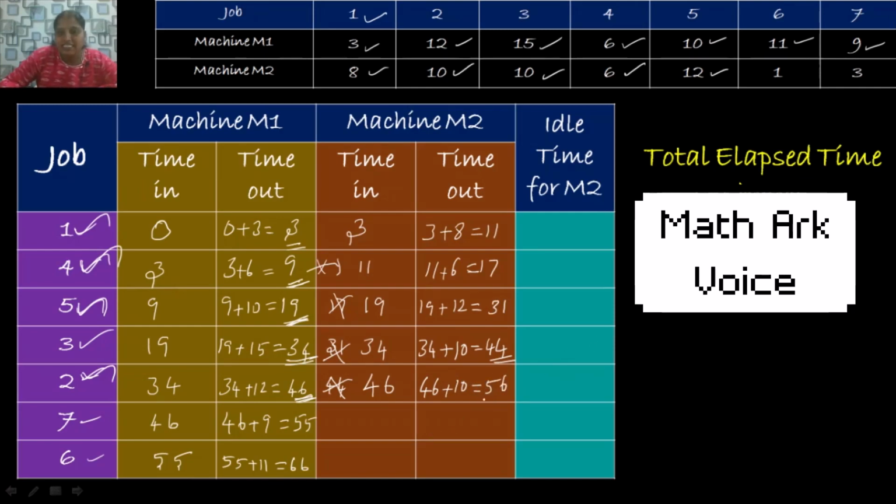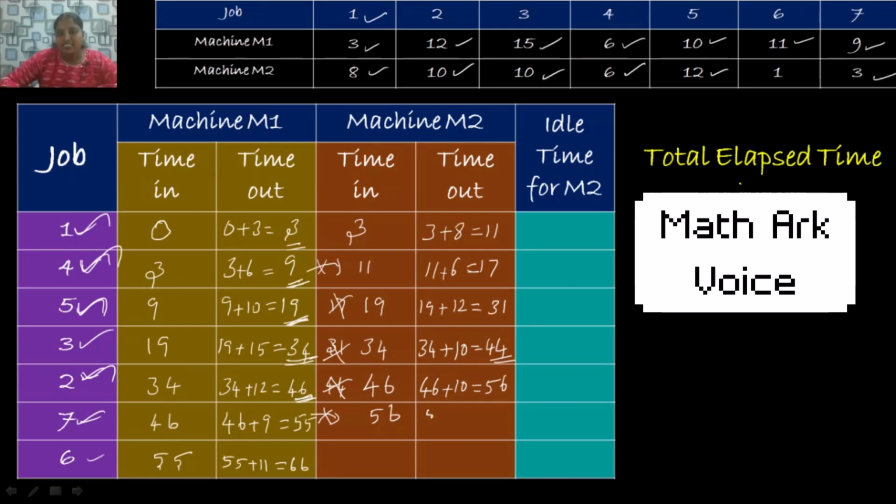At 56 hours job 2 has completed its processing time. Job 7 completed its processing time on M1 at 55 hours, but it couldn't enter machine M2 because at 55 hours job 2 is processing on M2. So it has to wait in a queue. So at 56 hours the machine becomes free. So job 7 enters machine M2 at 56 hours, and it needs a processing time of 3 hours.